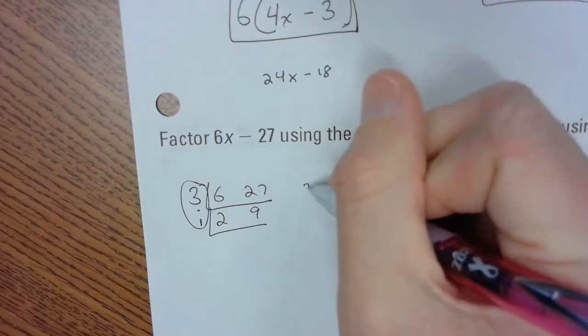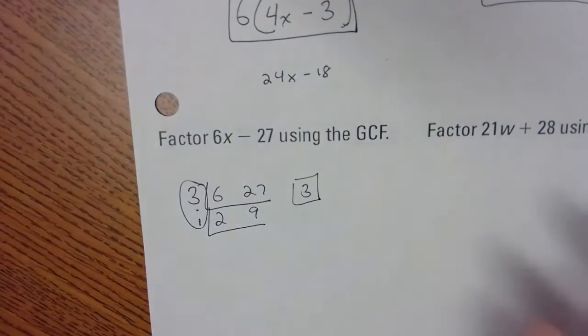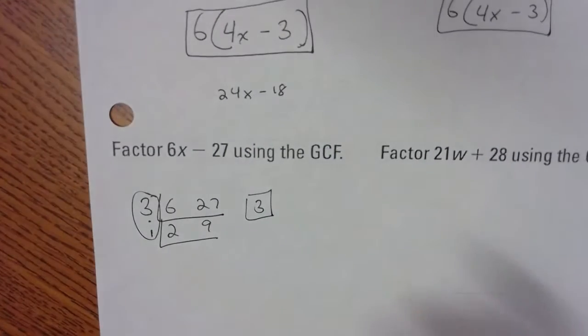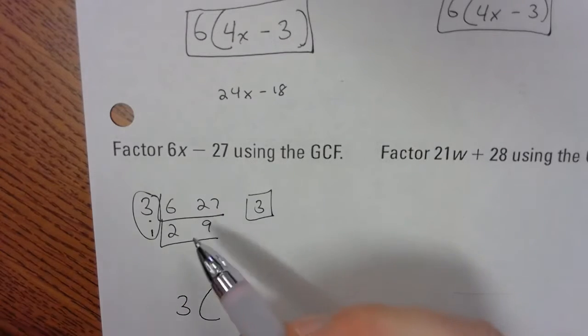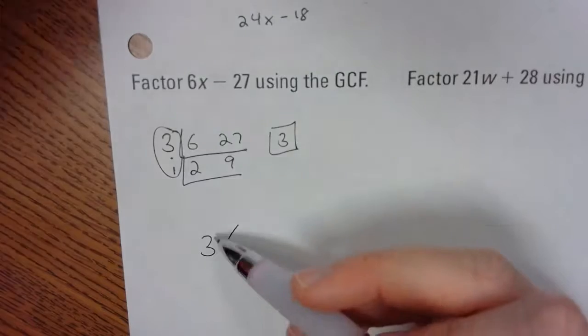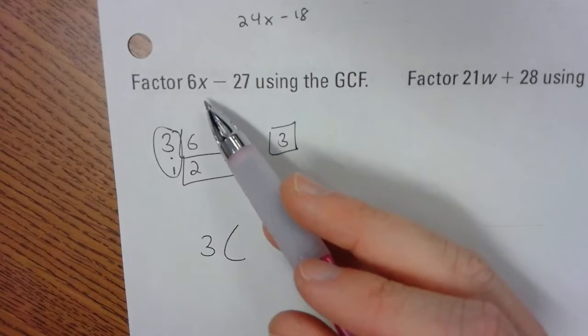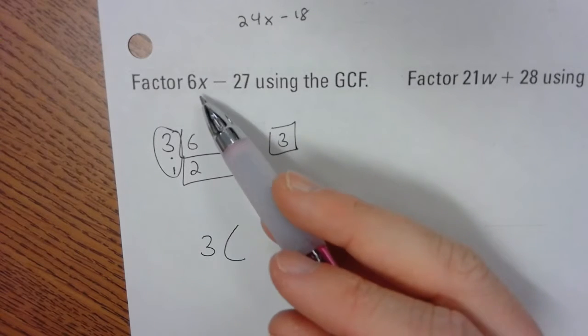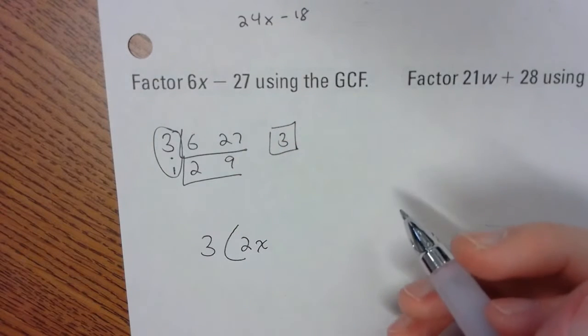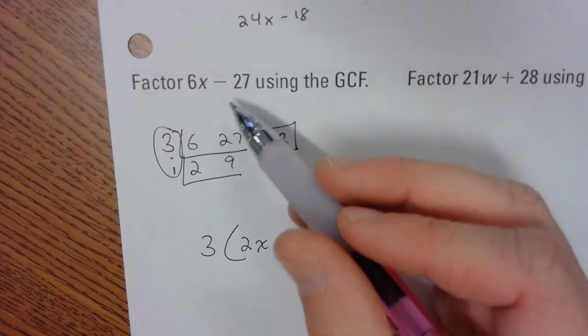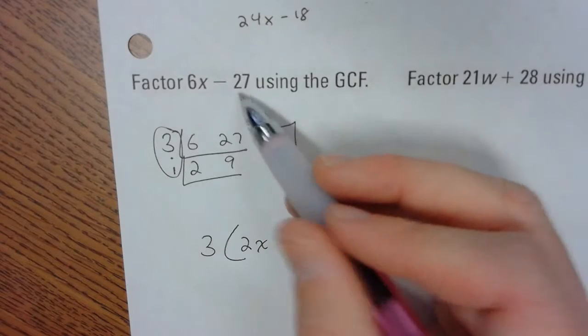So I multiply that together. My GCF is 3. Okay, so 3 is going to go on the outside of my parentheses. So 3 times what gets you to 6x? Well, 3 times 2 gets me to 6. So 3 times 2x gets me to 6x. 3 times what gets me to negative 27?